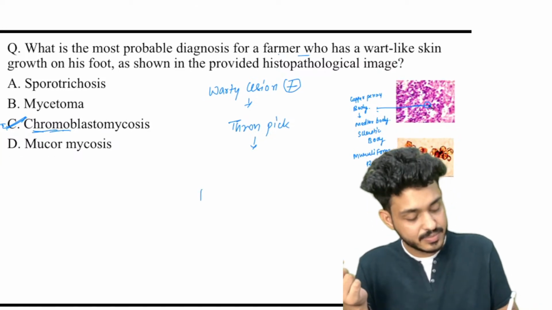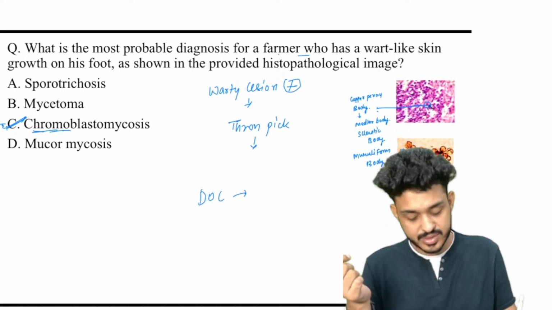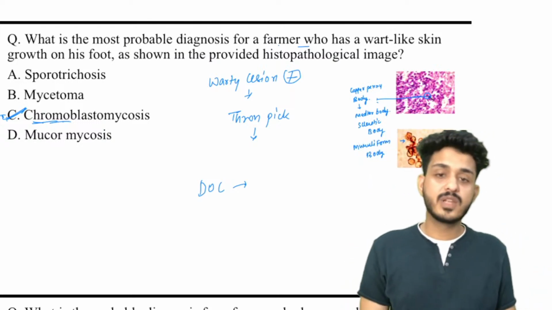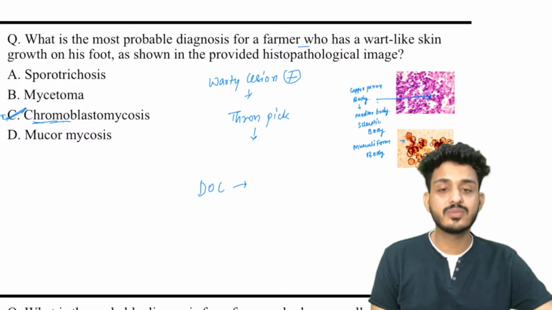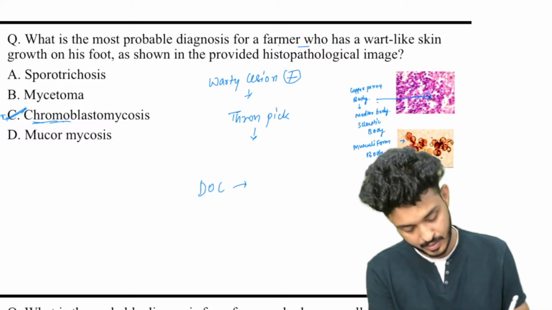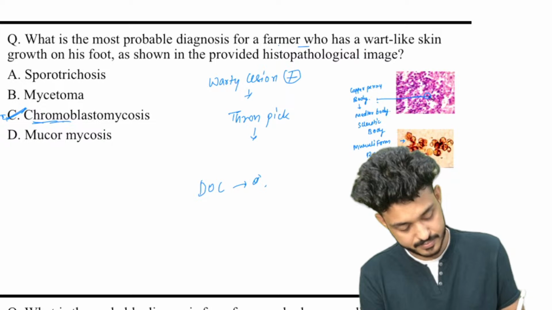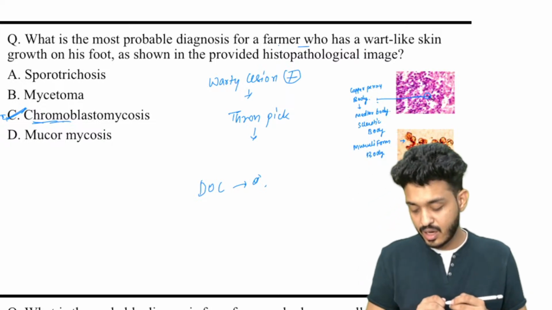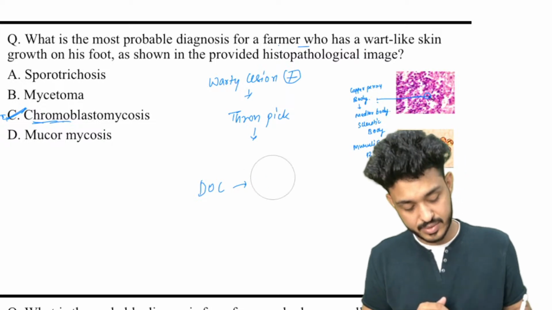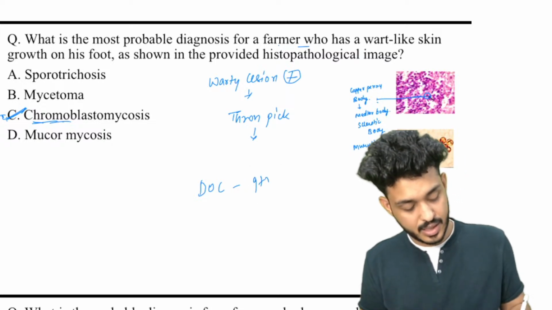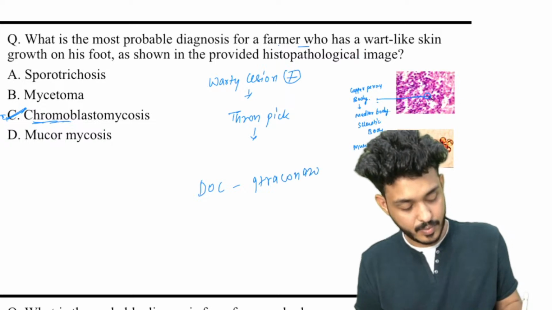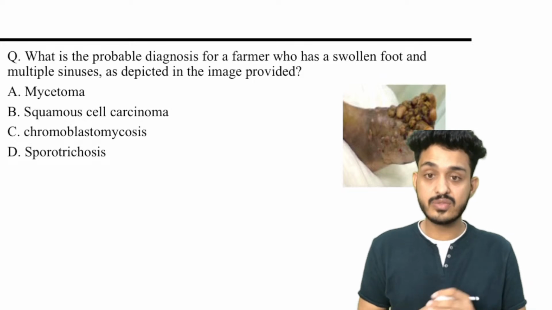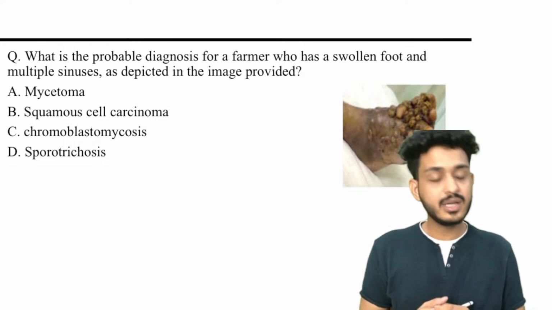How will you treat this particular situation? What would be the drug of choice, guys? For chromoblastomycosis, the drug of choice will be itraconazole. Itraconazole we are using. Okay. Next one. What is the probable diagnosis for a farmer who has a swollen foot and multiple sinuses?